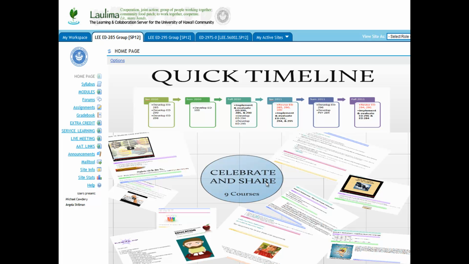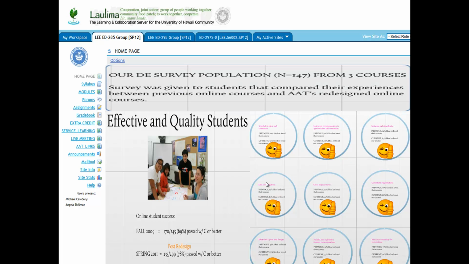So if they take my class, ED 285, which is traditionally the entry point into the AAT program, the rest of the courses for the rest of our program will look the same, therefore removing barriers of navigation for student success. I think it's really important also that for this course, we actually did survey our students. I took responses from 147 students to measure the effectiveness of this course for student satisfaction and also student success. And what we noticed is that our redesign of this course increased student success in the online environment by nearly 10%.